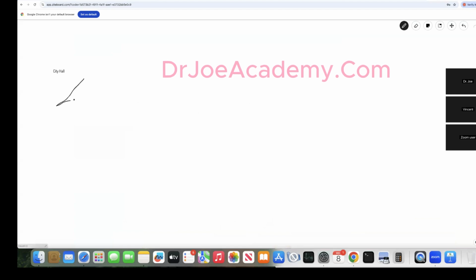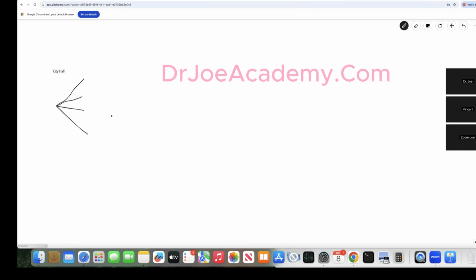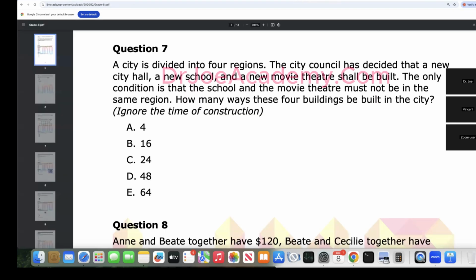So we say one, two, three, four, and those are the four regions, right? And then, without loss of generality, because we have to go through each of these buildings, if we arbitrarily define the order in which they're built, then it doesn't matter, because they have to be built in some order anyway. So that's without loss of generality.